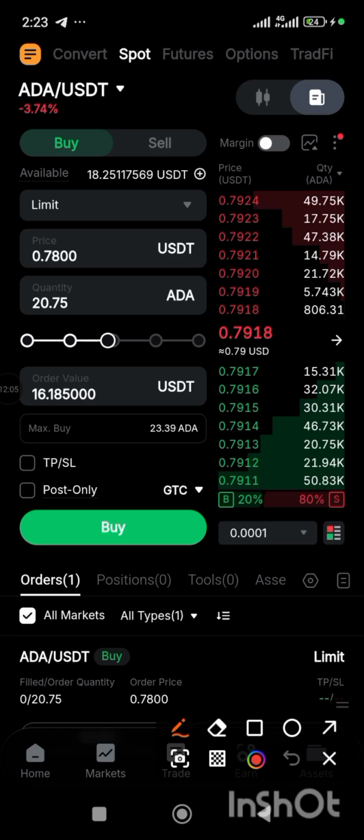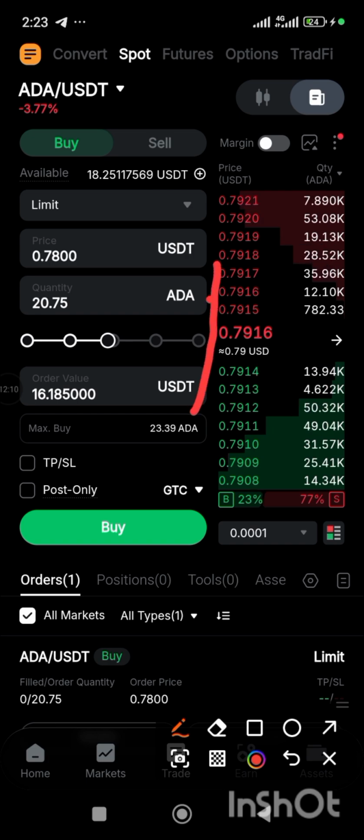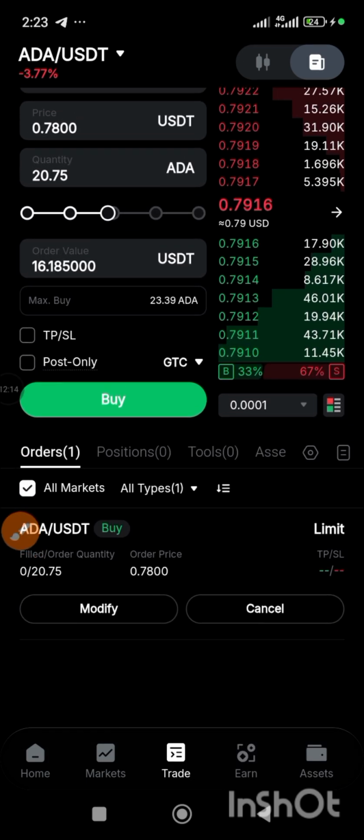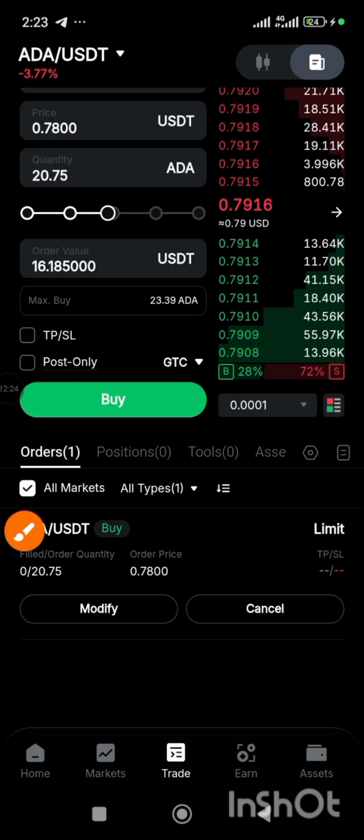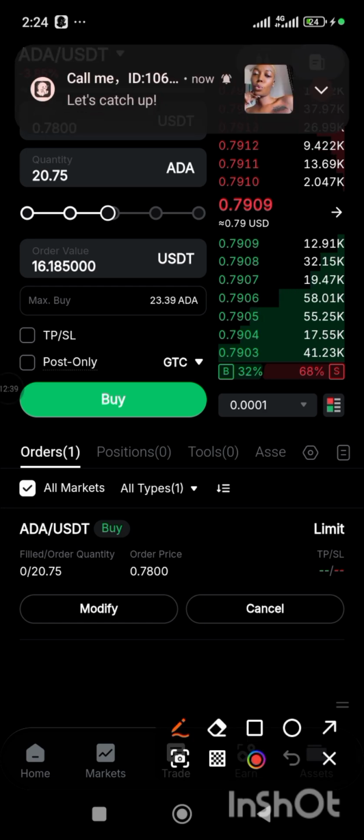So for me to confirm that the order that I set worked, in case I should go offline, I'll scroll up. When you scroll up like this, down here you have position, you have orders, and you have tools. Now this is the orders. If you look closely at this bracket near orders, you will notice that you have number 1 beside the orders. It shows I have one order existing, and that order is this order that I just gave now. So whenever you buy your coin with limit, always confirm that it is in orders.